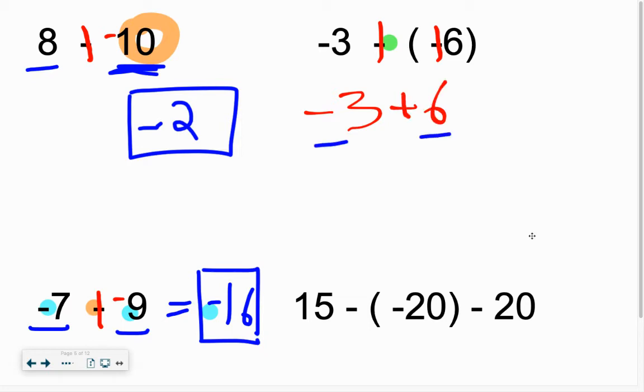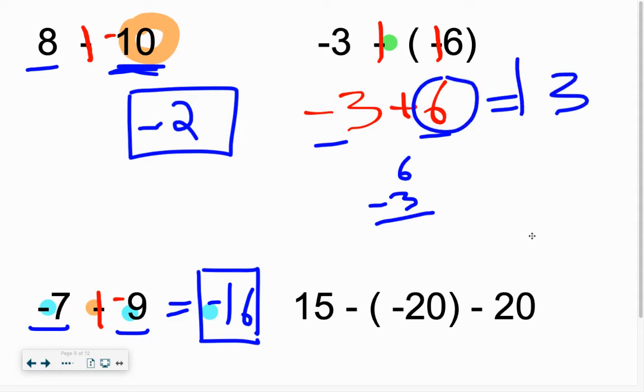Again, here we see they have different signs. Which one's got more? Which one has a larger absolute value? The 6 does. By how much? 6 minus 3 gives us 3. Since that 6 is positive, you'll have a positive 3 as an answer.